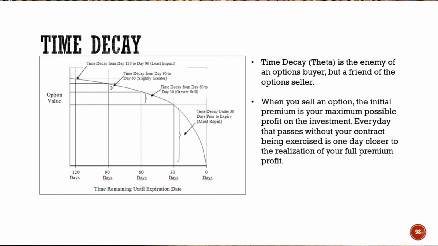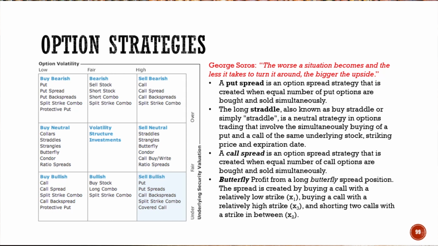So in options, there's a lot of statistics, and each measurement has different Greek names for it. So theta is for time decay and is the enemy of an option buyer, but the friend of the option seller. So when you sell an option, the initial premium is your maximum possible profit for the investment. Every day that passes without your contract being exercised is one day closer to you realizing your full premium on that profit.